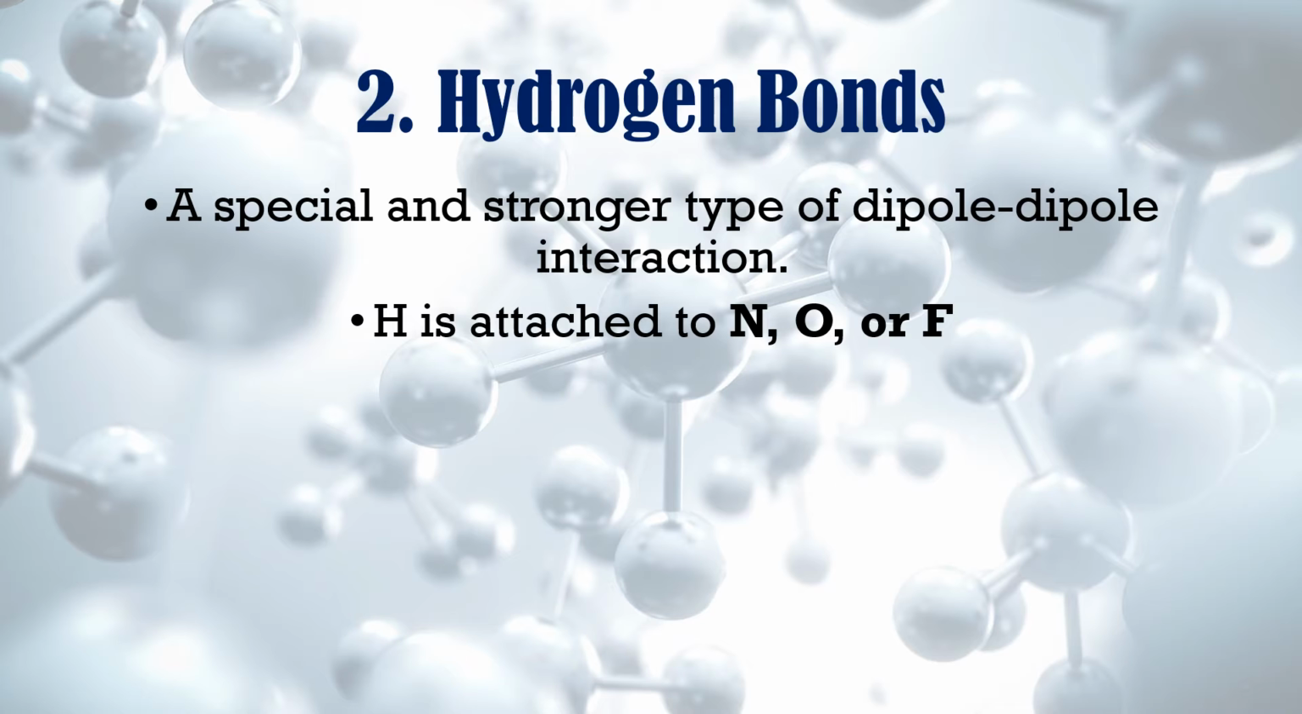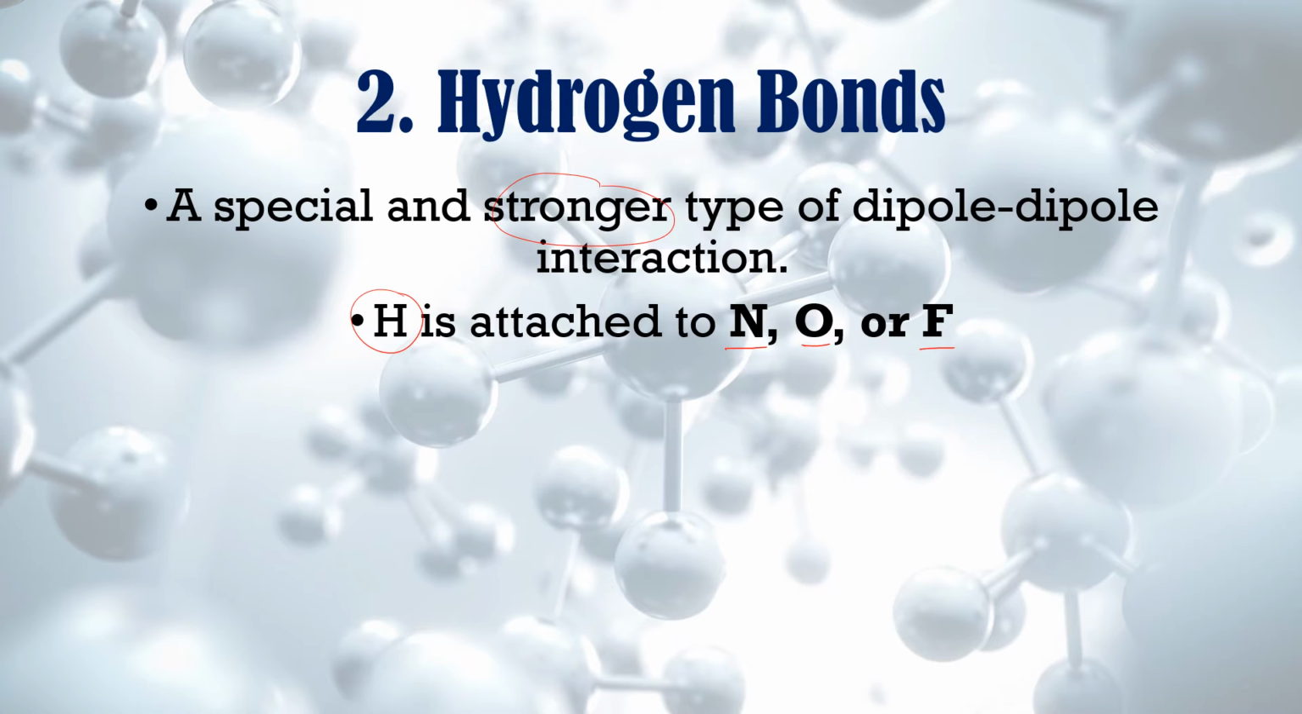Next type of IMF is the hydrogen bond. This is a special and stronger type of dipole-dipole interaction. Hydrogen bond is very simple to determine because if hydrogen is attached to either nitrogen, oxygen, or fluorine, then that is a hydrogen bond. So why is it a stronger type of dipole-dipole force?